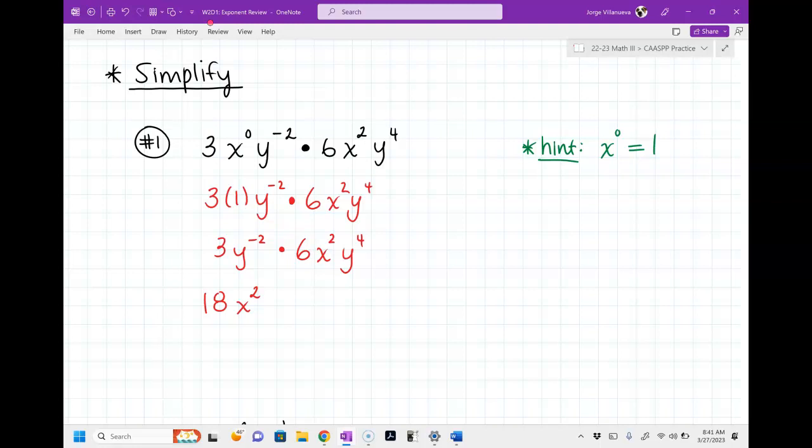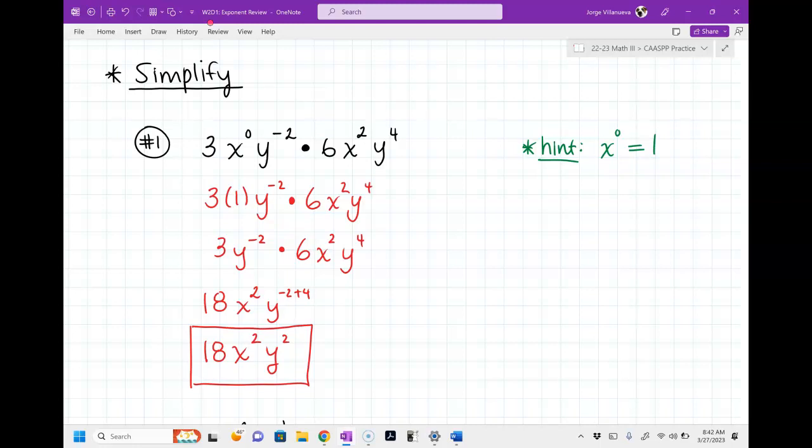Now, since they have the same base, that means I get to add the powers, right? So what's negative 2 plus 4? That's going to be 2, right? Now I'm just going to write it down just so that someone who's not here can actually see that. But that's going to be y squared, and you're done. That's it.